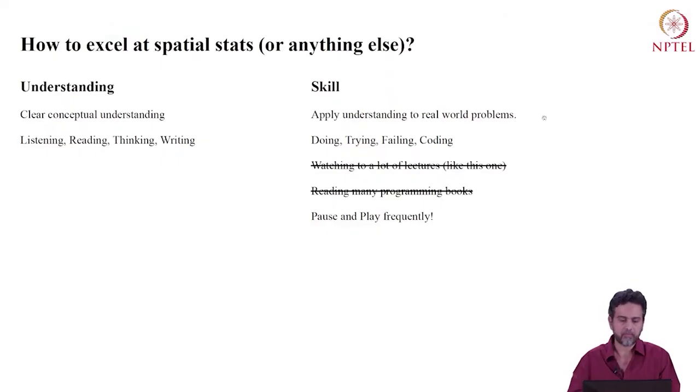Before I get into today's topic, I would like to recap, as usual, that excellence and mastery in spatial statistics, or really any other subject, is gained by a combination of understanding and skill. While understanding is gained by listening, reading, thinking, and reflecting or writing, skill is acquired by actually doing, trying, failing, writing code, trying again. And the way not to acquire skill is by just simply watching the videos or reading many books. If you do that, you might acquire a lot of information, but not a lot of skill.